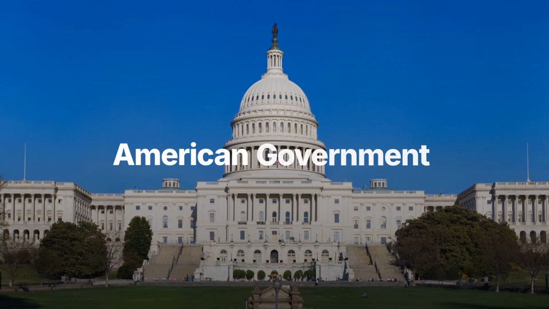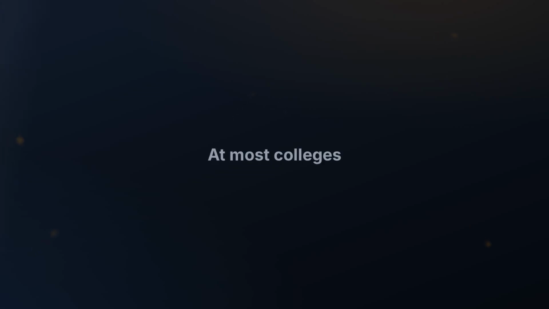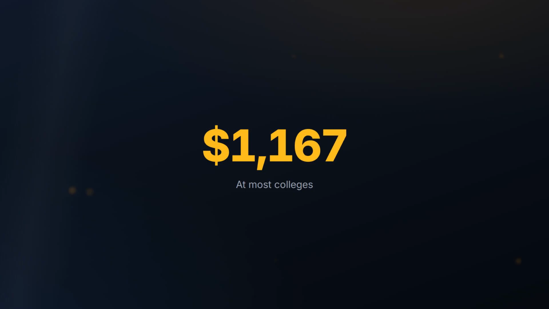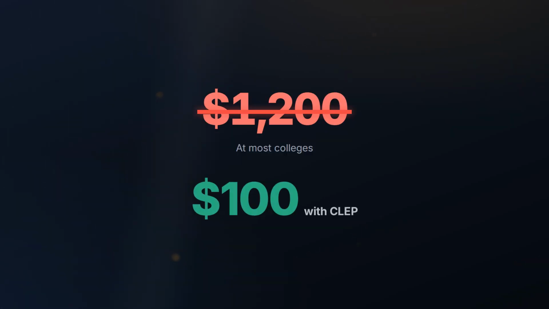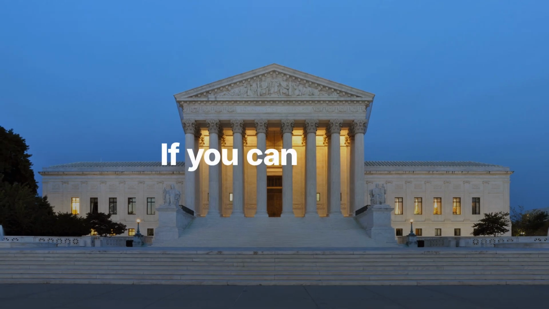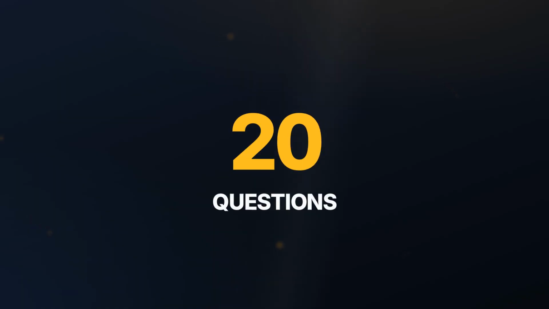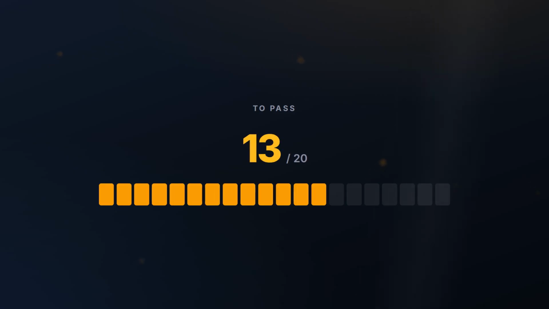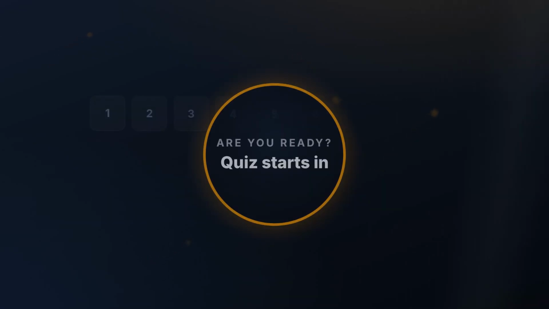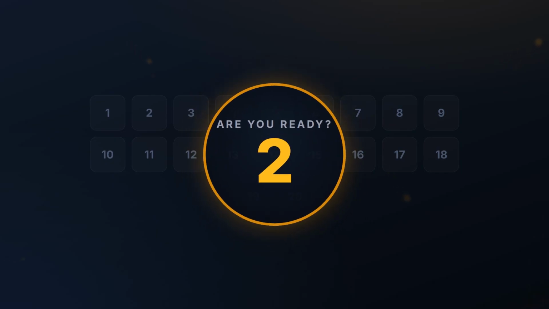This is American government. At most colleges, this class costs over $1,000. With CLEP, you can test out for about $100. But only if you can pass 20 questions. The Constitution to the Supreme Court. 16 is a pass. Are you ready? Quiz starts in 3, 2, 1.